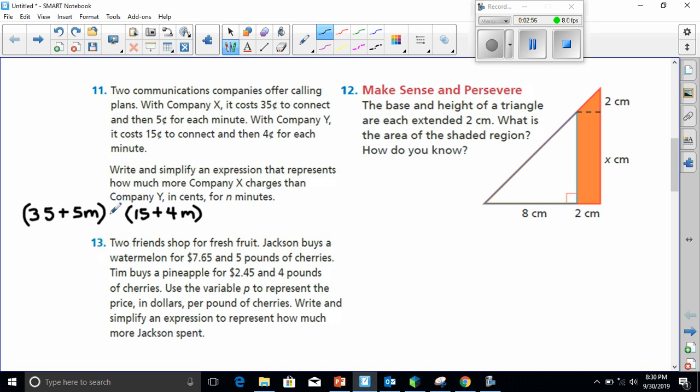Okay, well, that means I'm going to see how much more by subtracting company Y from company X. The minute I put this negative sign here, this is going to change all of this. All right, so this is really going to be equal to 35 plus 5m, and this is going to change the sign of everything here. So it's going to be minus 15 minus 4m.